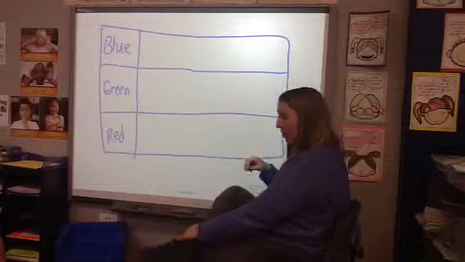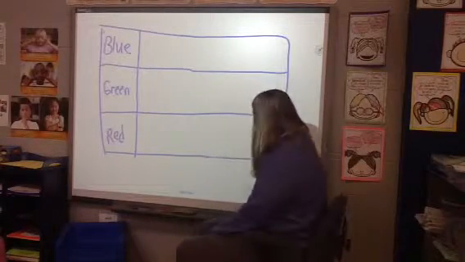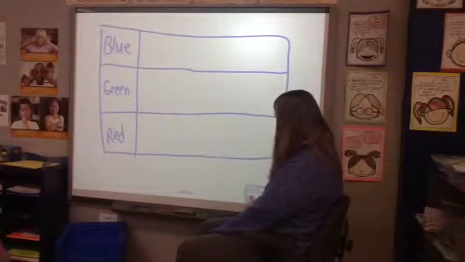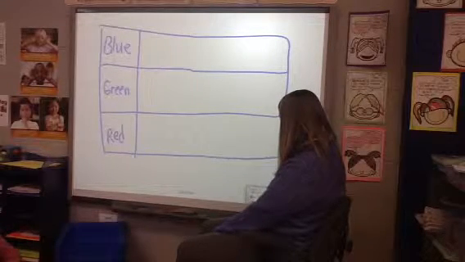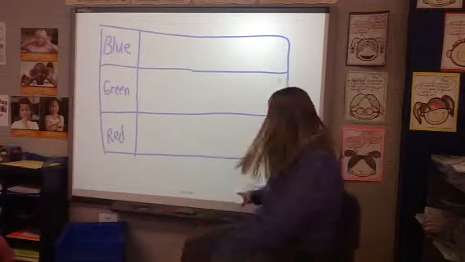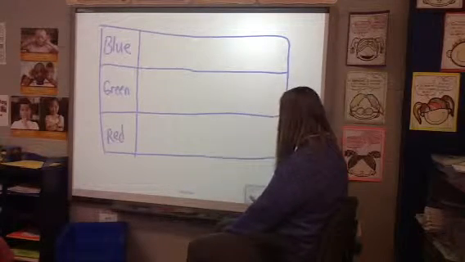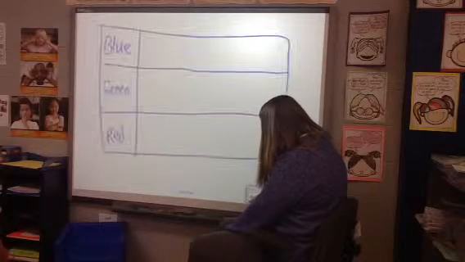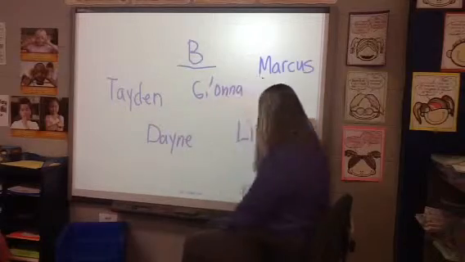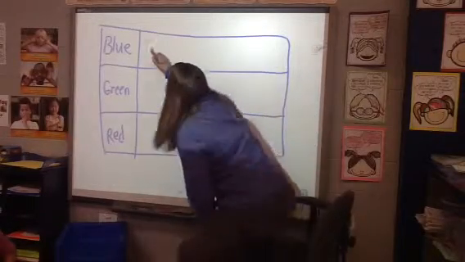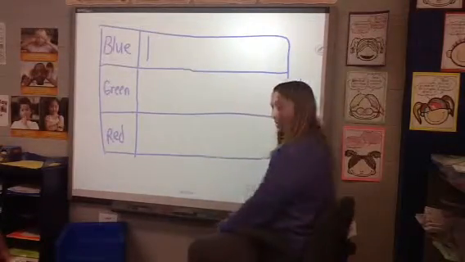All right? So, if I go back to my other chart, my smart board is not working very well. It's because it's not lining up. There we go. Okay. So I know Tayden was 1. So on my chart, I'm going to make a line to go down for Tayden.